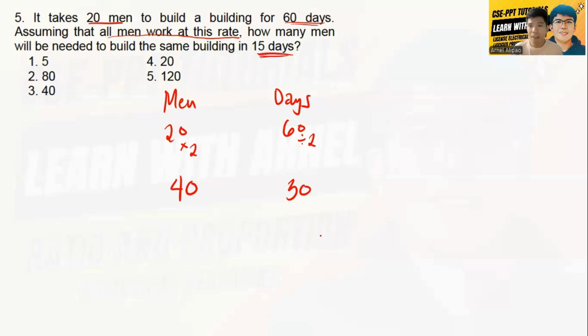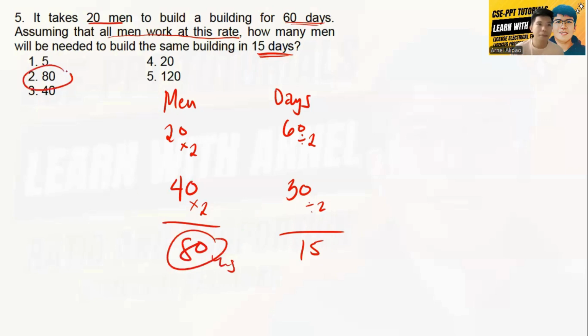So 15 days is half of 30. So we have to divide this by 2 and we'll have 15. So we have to multiply this by 2 and we have 80. This is the correct answer.